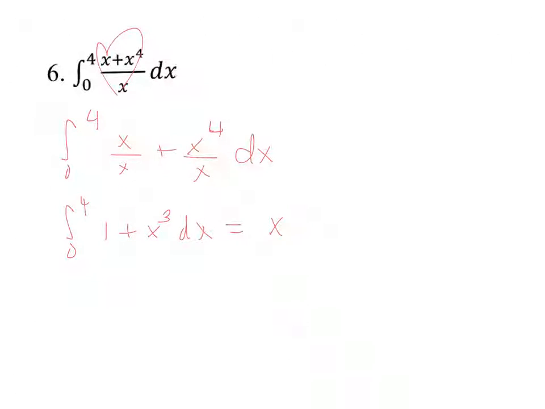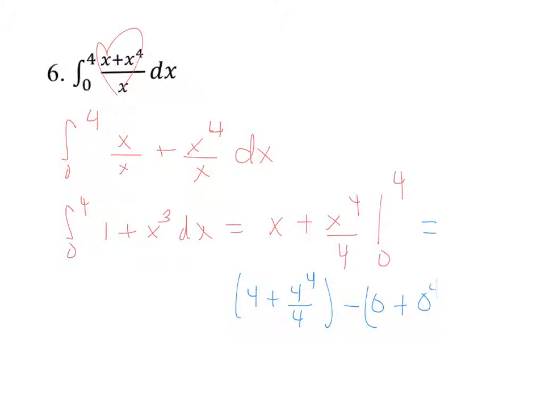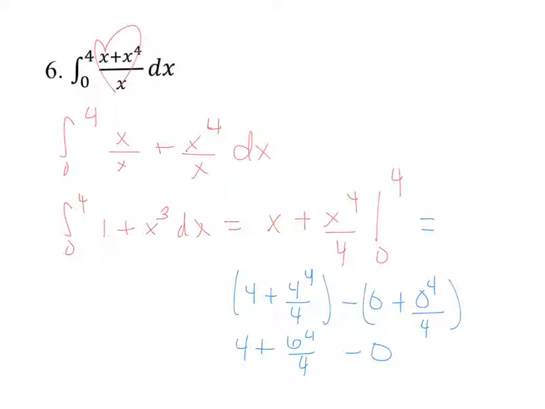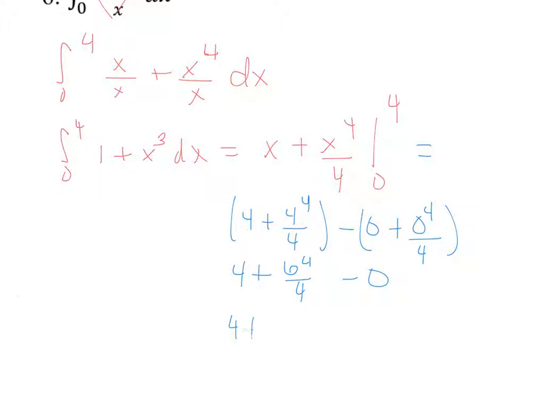So 1 will integrate to x, and x cubed will integrate to x to the fourth over 4 from 0 to 4. Now I'm going to do my upper minus lower. So I have 4 plus 4 to the fourth over 4 minus 0 plus 0 to the fourth over 4. Well, this is just minus 0, so that's really done. 4 plus, well, 4 to the 4th is 64 over 4. 64 over 4 is just going to give you a value of 16. And then 4 plus 16 minus 0, that's a value of 20.